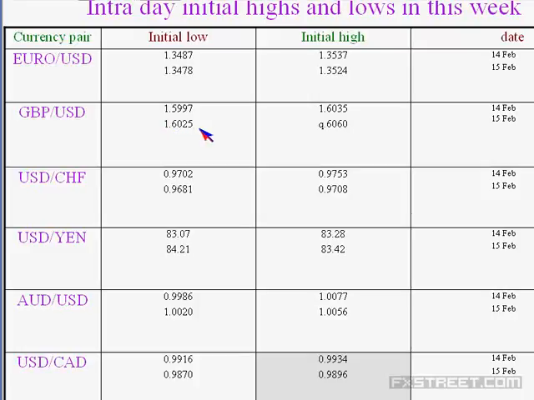In GBP, 1.6025 is the low, 1.6060 was the high, and they cut the high by 1 pip. 1.6061 has become the new high, and they have not breached the low afterwards.